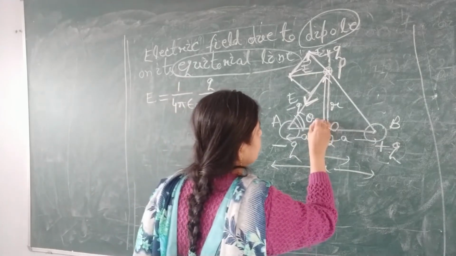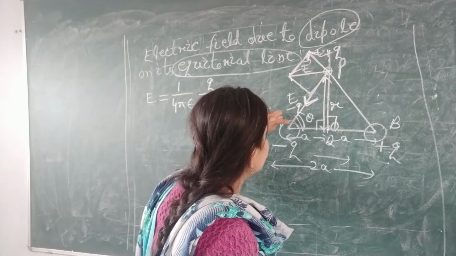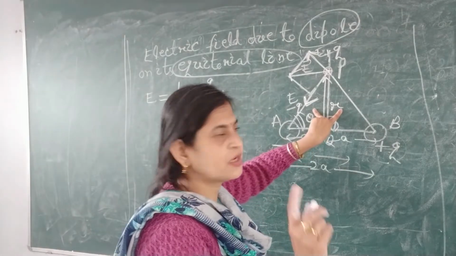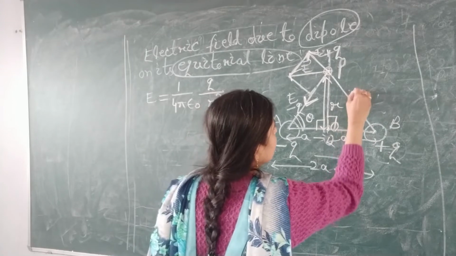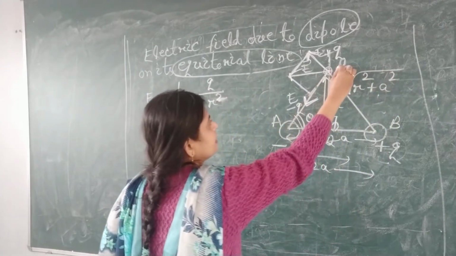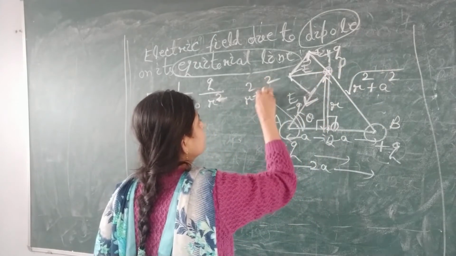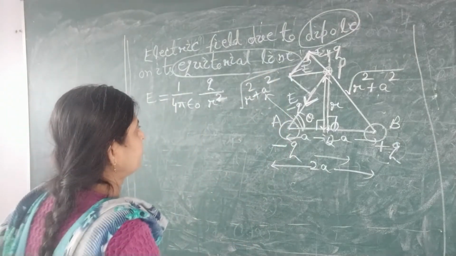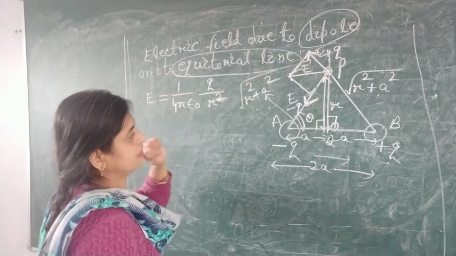Then the values of PB and PA are both equal, because these two are right angle triangles. By using the Pythagoras theorem, we can find PB is equal to the square root of r square plus a square. AP is also equal to the square root of r square plus a square. Clear?